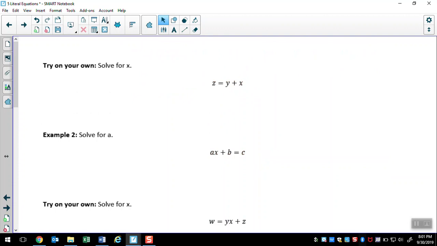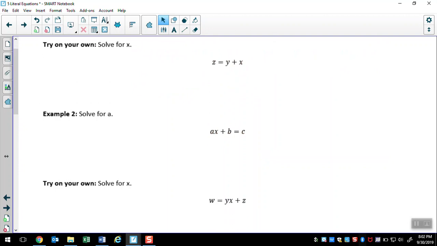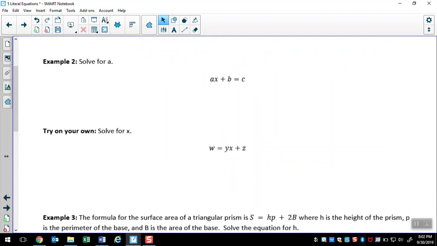Alright, so I want you to do this problem here on your own. Solve for X. Go ahead, pause the video. Alright, let's look at example 2. Okay, so here they want us to solve for A. So we're going to isolate that term that has the A in it. And here's our A, but we are really going to isolate that whole term.